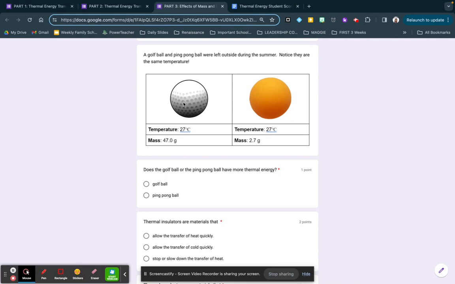Okay. Most measurements that you guys took for your zombie hand warmer were like 3 or 4 grams, something like that. Maybe 10 was outrageous. So that gives you an idea. Okay. The mass of the ping pong ball is only 2.7 grams. So totally different mass. Okay. So does the golf ball or the ping pong ball have more thermal energy? They're the same temperature. Which one has more thermal energy?